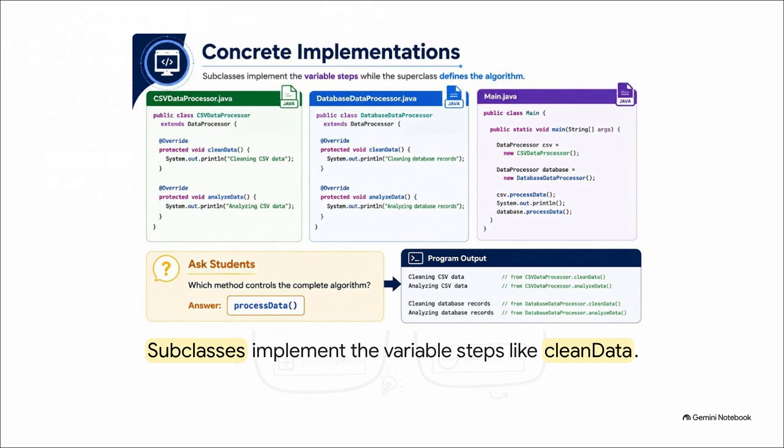Crucially, our concrete implementations, like, say, the CSVDataProcessor and DatabaseDataProcessor classes, they only use the override annotation for those specific steps that vary. So the CSV processor tells the program how to clean and analyze CSV data, while the database processor just gives instructions for database records. And because we declared the processData template method as final back in the parent class, our core algorithm stays entirely untouched. When your client code runs processData on the CSV object, it flawlessly executes the parent's fixed steps, tightly interwoven with the subclass's custom logic.